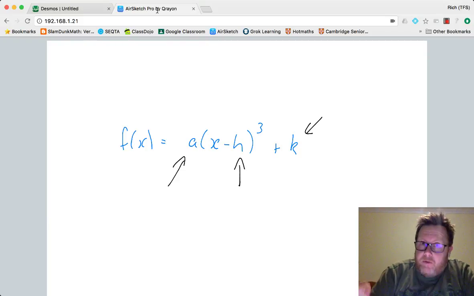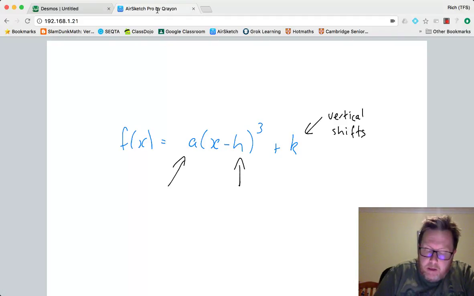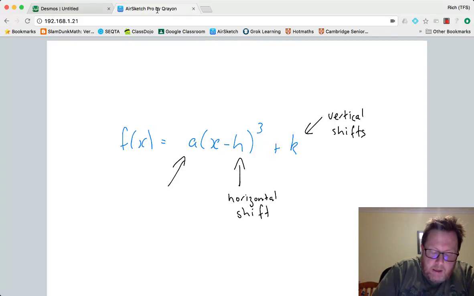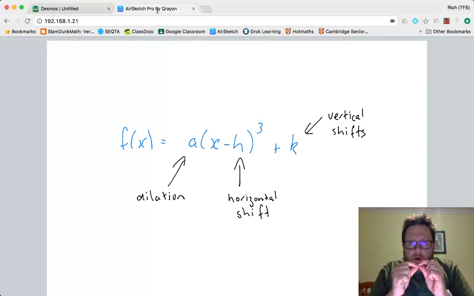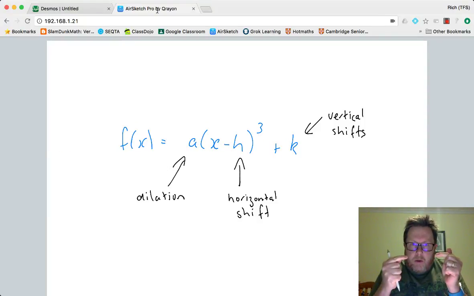Okay, assuming you paused the video, hopefully you've had a chance to think about it, but here they are. These are vertical translations or vertical shifts. Just giving you different language there because you will come across both. The h here is called a horizontal shift or translation, and the a here is a dilation. It either stretches the graph away from the y-axis or it compresses it towards the y-axis.